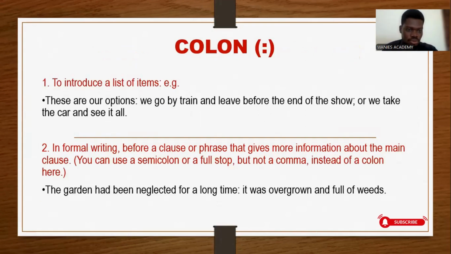Now to the colon. This is the symbol for the colon in the brackets. Number 1, the first use of the colon is to introduce a list of items. Now, this can go hand in hand with the comma. There are 4 options, colon. So after the 4 options that you have mentioned, you will need to list the options. So before you list the options, there should be a colon that will serve as an introduction to the list of items that is about to be mentioned. So these are 4 options, colon.